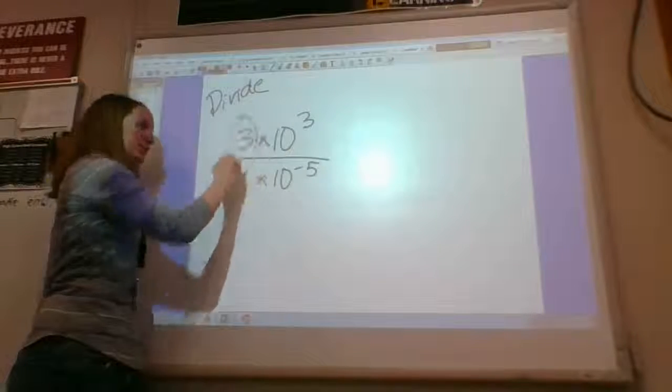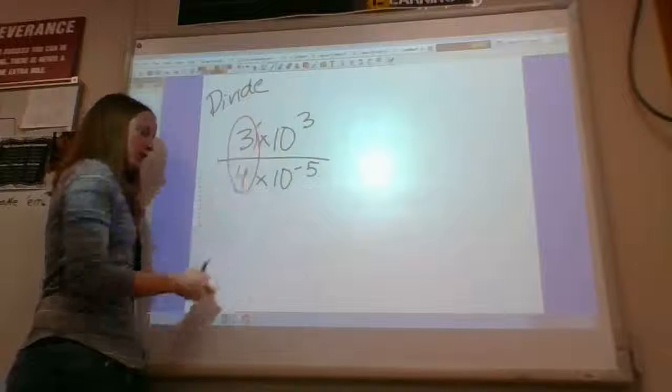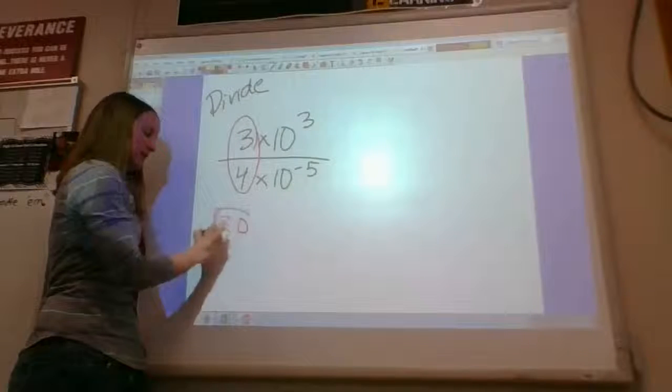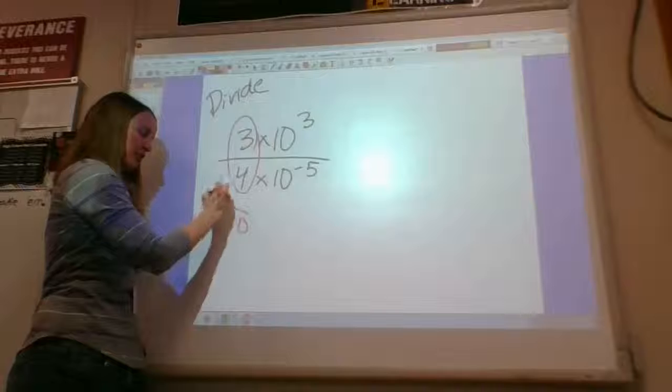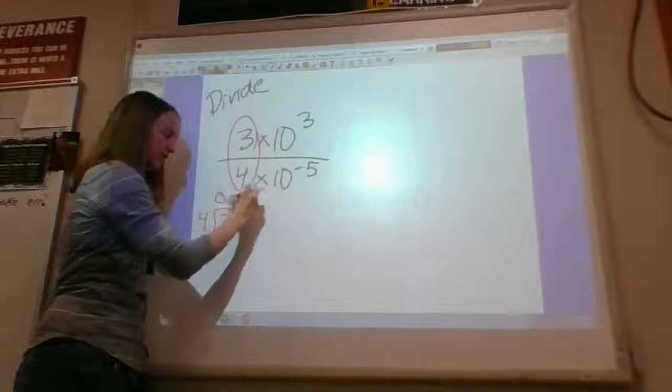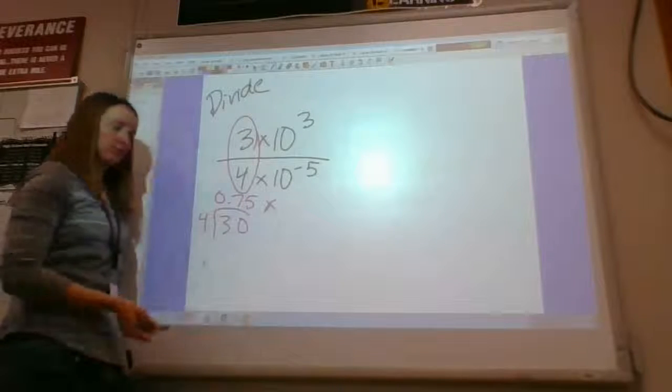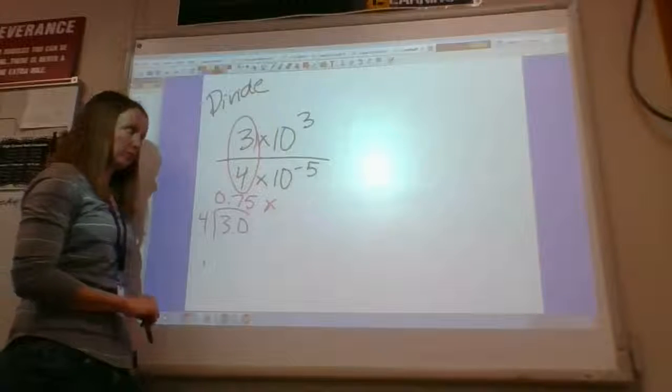Well, we divide the front numbers. 3 divided by 4. Top number goes in the box. Some of you guys just know it by heart. It's going to be 0.75. If you don't believe me, figure it out.